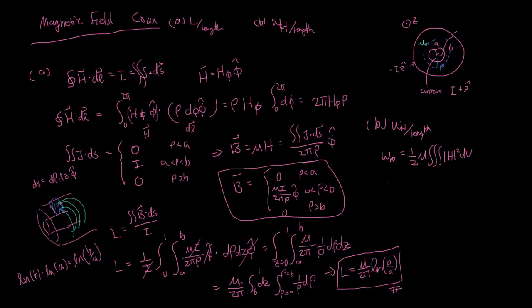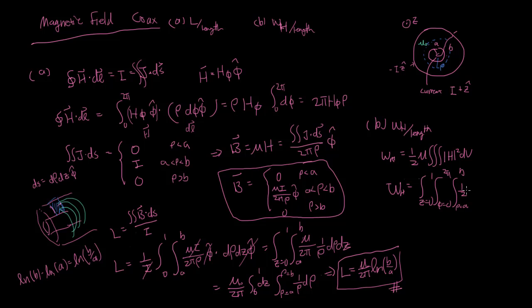So now the hard part is just doing the integral. W_H is going to be equal to, we're going to go z equals 0 to 1 for unit length. Phi is going to go from 0 to 2 pi, and our rho is going to go from a to b, because that's the part that's non-zero.